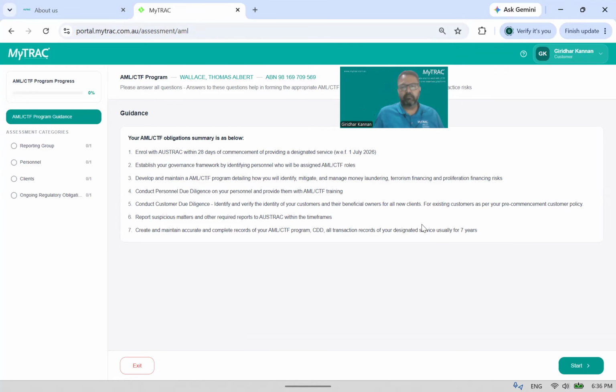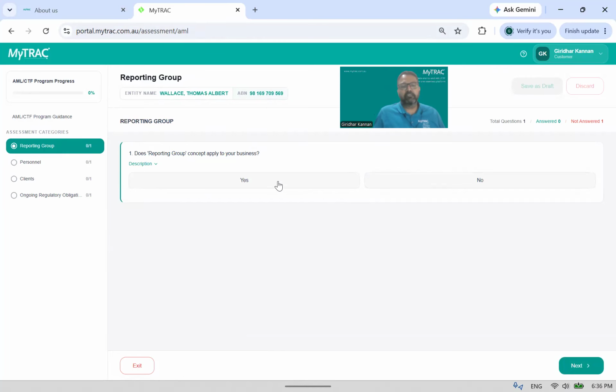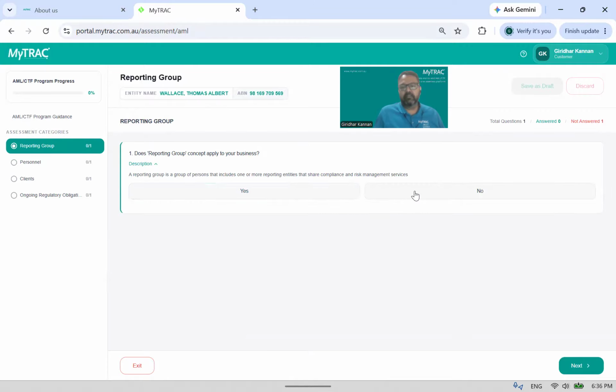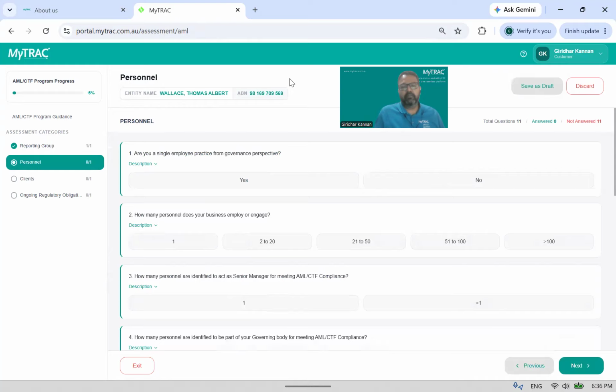You have obligations to report suspicious matters and things like that. The first and foremost question is, does the reporting group concept apply to your business? What is a reporting group? If two or more entities join together to have a common risk management practice, then that is a reporting group. If you answer yes, then you can list down the names of those entities. If it is a no, you can move forward.